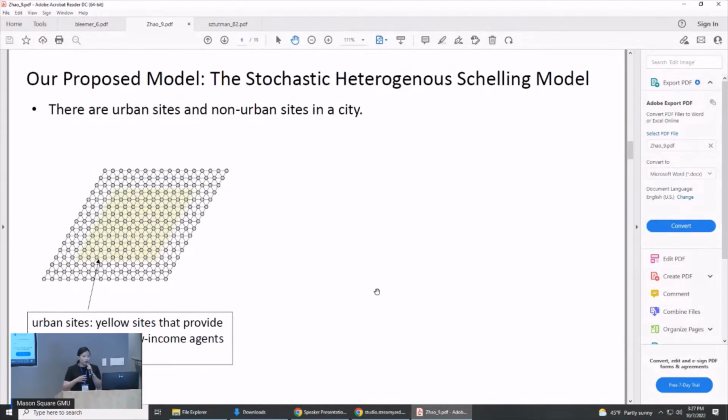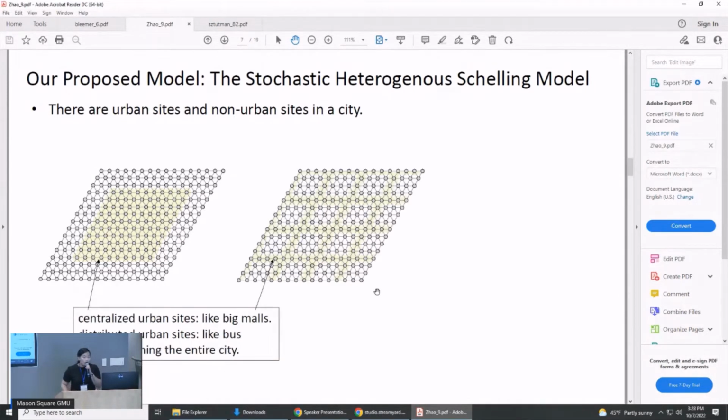Compared with the models previously, we introduced some yellow sites there. They are called urban sites, and they provide incentives for the low-income agents to stay. Urban sites could be allocated in centralized ways. You can imagine a city center with high concentrations of all kinds of amenities, including malls, stadiums, and so on. It can also be designed in more distributed ways, like cities with bus routes equally spanning the entire city.